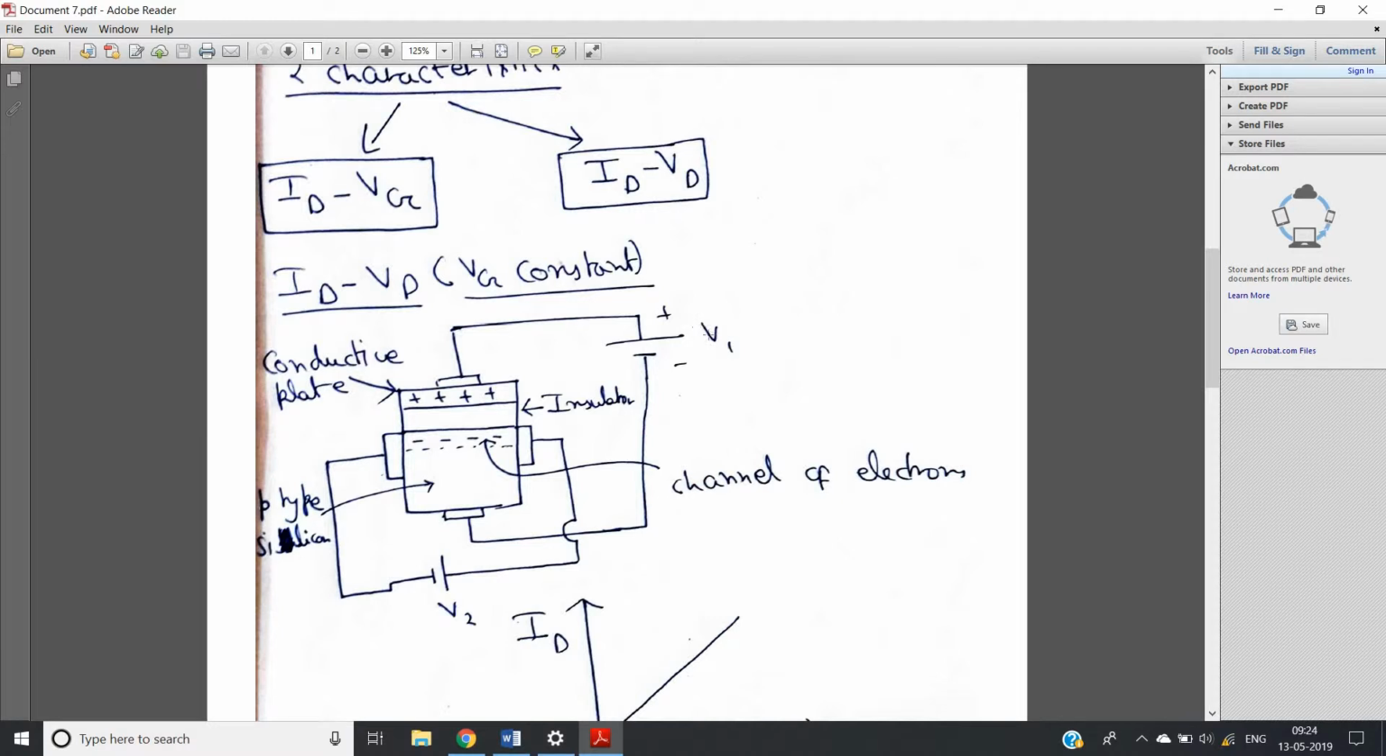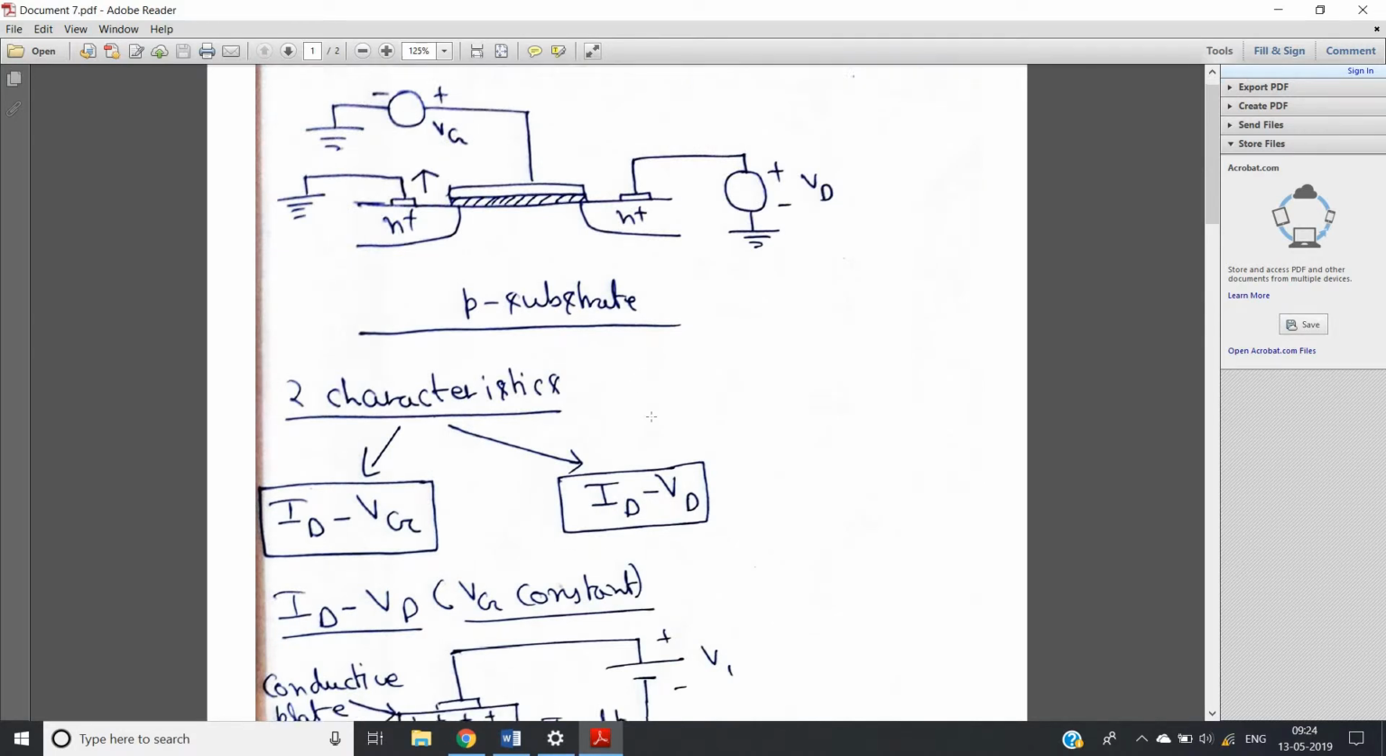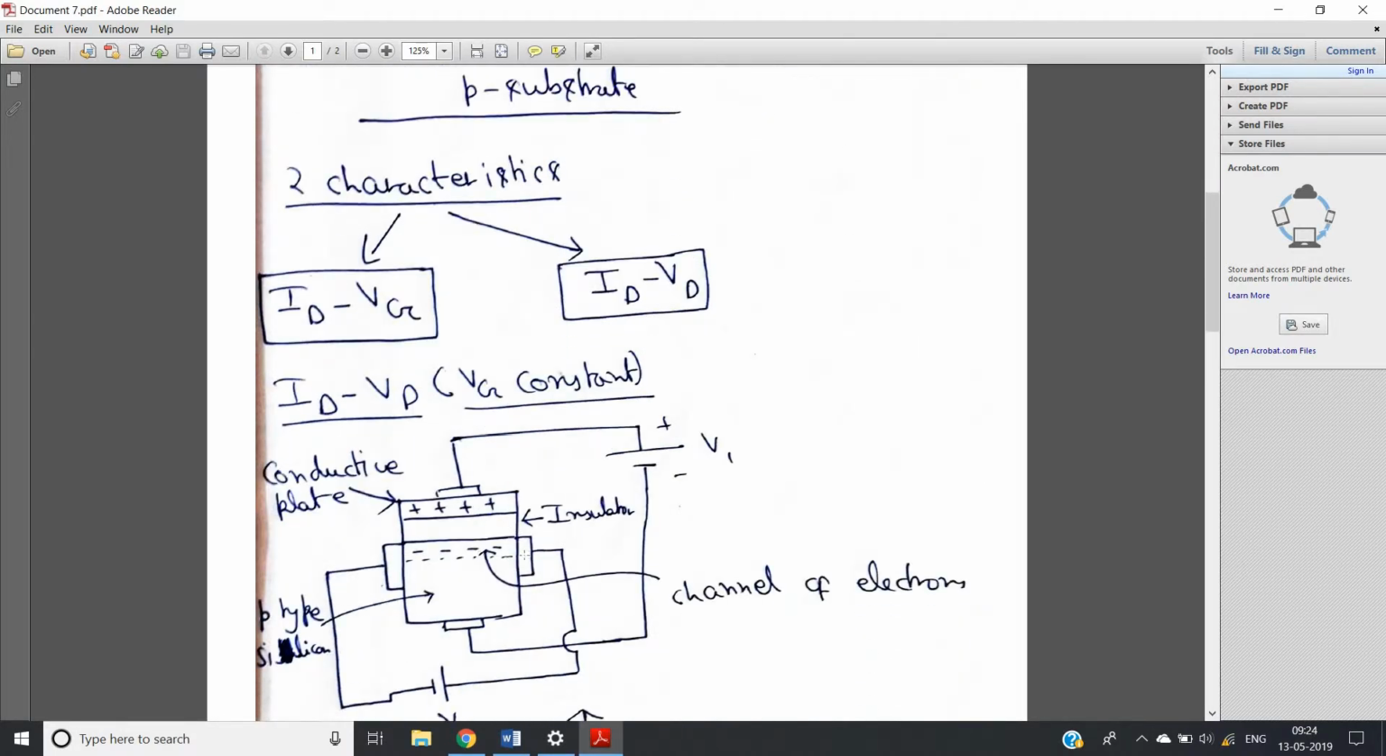So V1 is basically acting like the gate potential in the MOSFET, that is Vg. And if the channel is formed from left to right, there will be no current flow because we are not applying any potential.